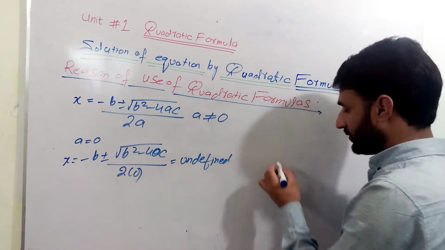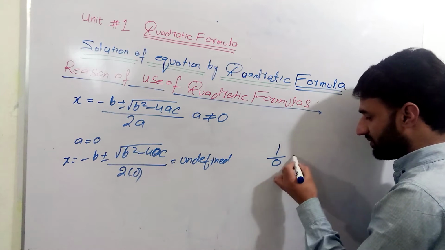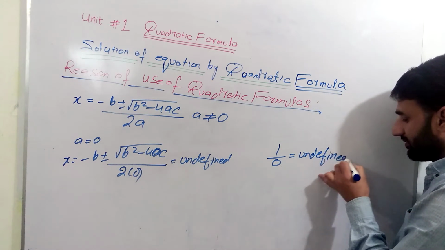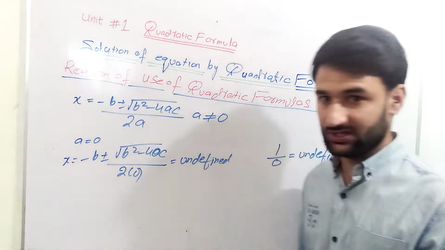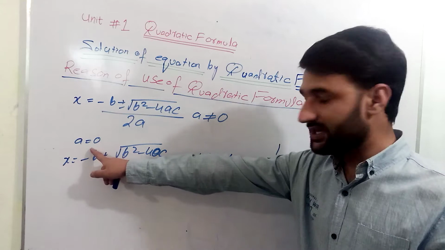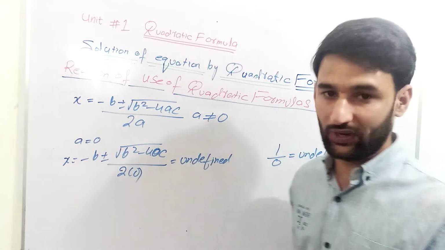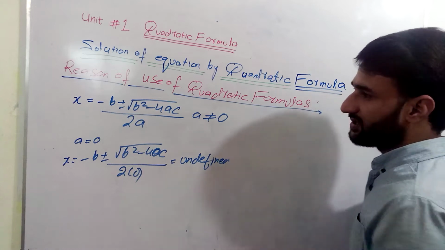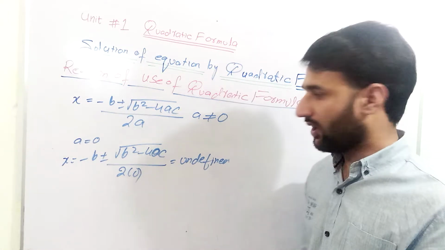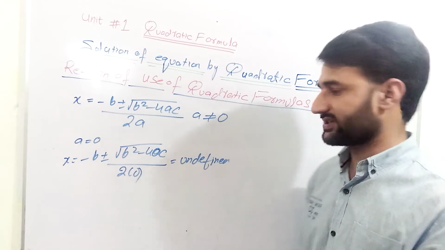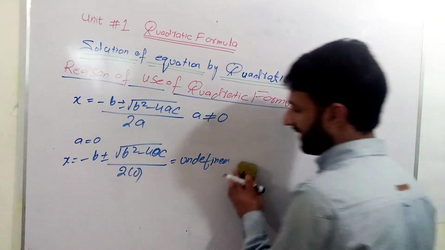What is the reason? 1 divided by 0 is undefined, right? So this is the most important condition. You notice that when division by 0 occurs, that is when a is equal to 0, the quadratic formula fails, right? So now we try to solve an example. How can you find the solution of any quadratic equation by using the quadratic formula? Let's start with an example.